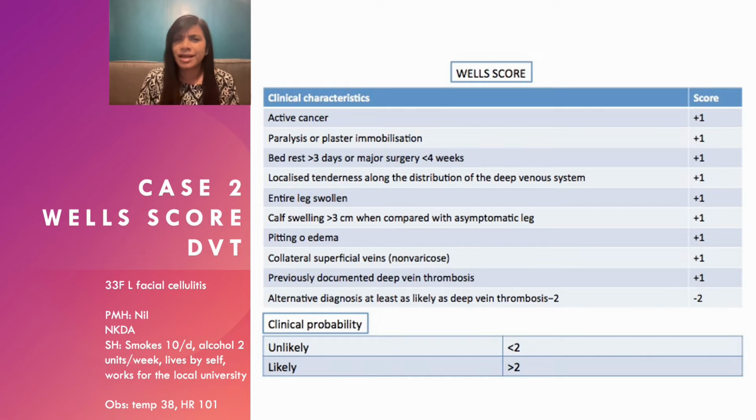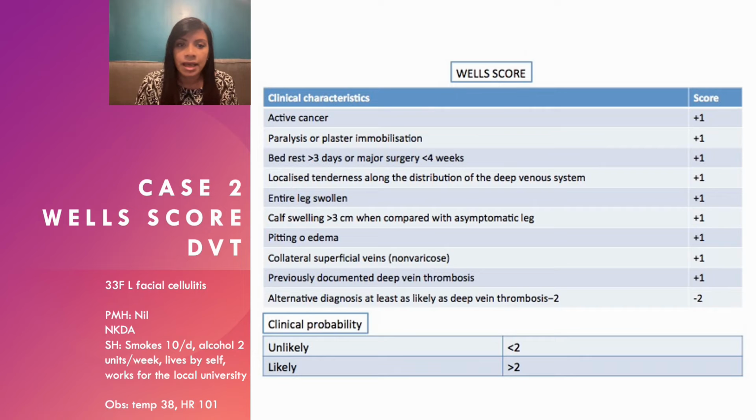We don't expect you to be making any diagnoses off these scores, but any patient with a suspected DVT or PE has to be discussed with a senior, and it's important to know about these scoring systems, because say if you decide to call a med-reg about this, or me, we might ask you to calculate it, and we'd want to know what that score is. So we can see the parameters of this scoring system: does she have an active cancer, paralysis or plaster immobilization, bed rest for more than 3 days, localized tenderness across the deep vein system, is her entire leg swollen, calf swelling more than 3 centimeters compared to the other leg, and so on.